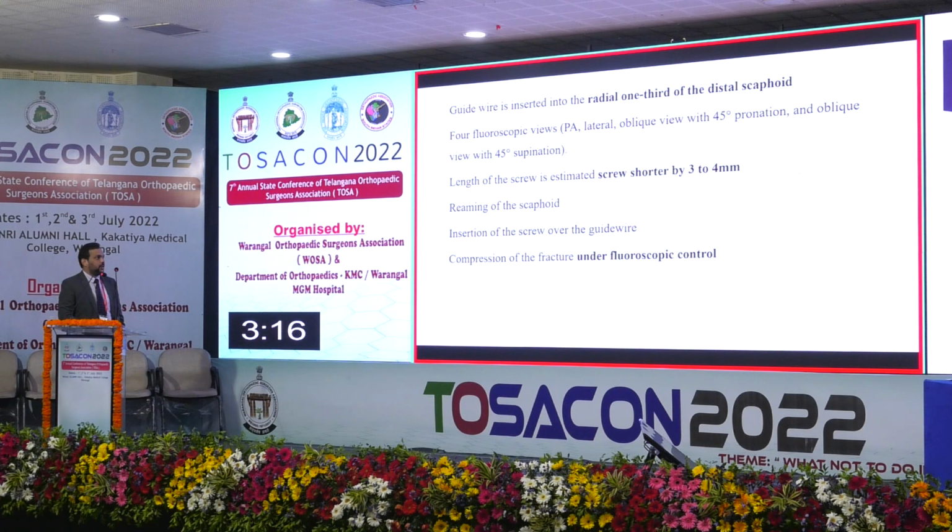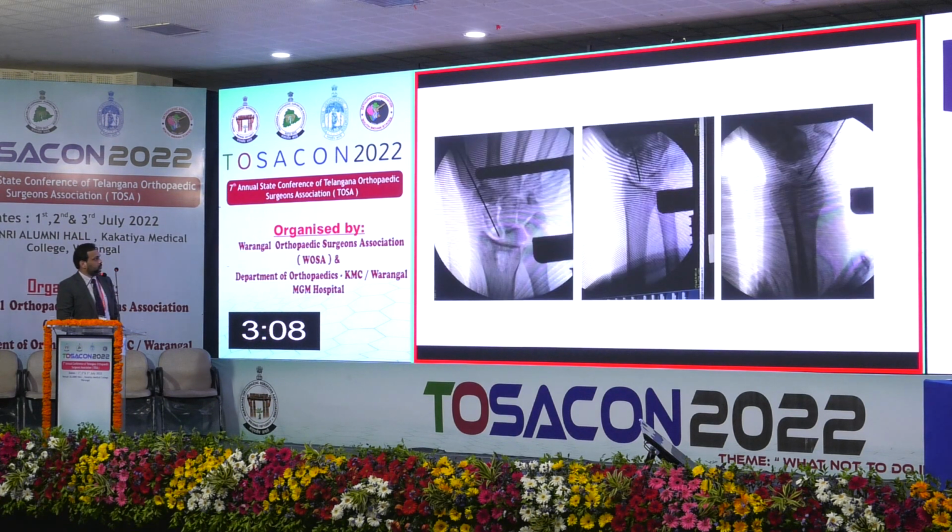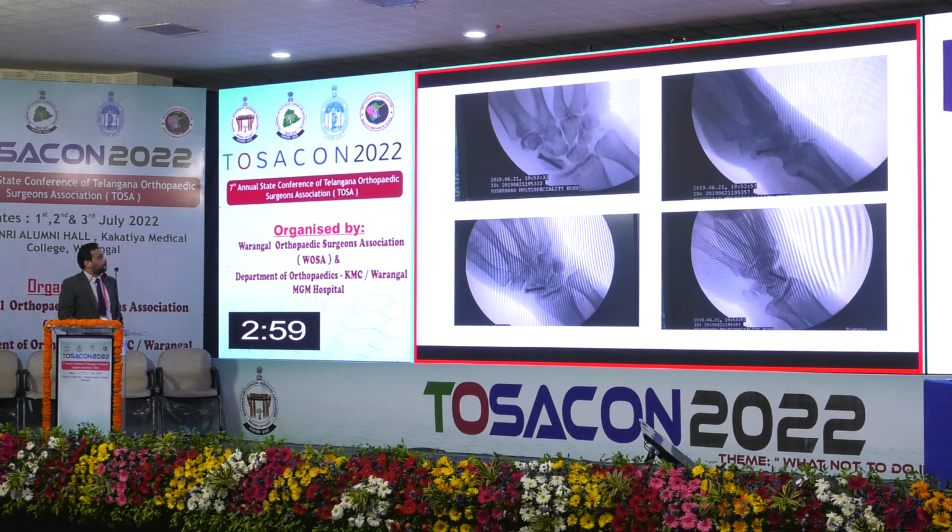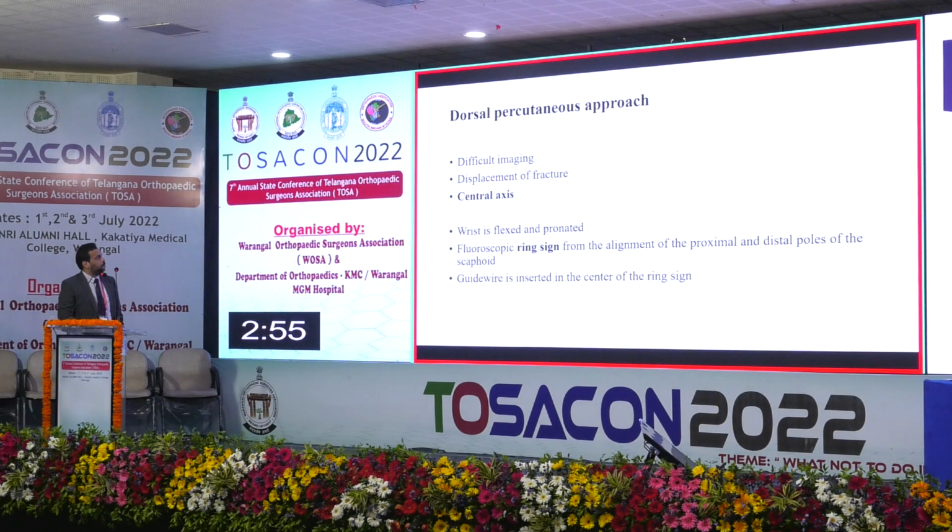You go for the 4 views again on the C-arm. The length of the guide bar is measured and 4 mm is deducted from the length. Ream it, insert the screw with compression under fluoroscopic control. So that's how the guide bar goes from the radial half of the distal pole. And all the views on fluoroscopy have to be confirmed before going with the drill bit. And that's the final position of the screw. Looks satisfactory.